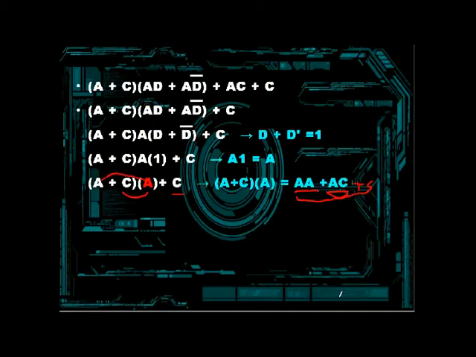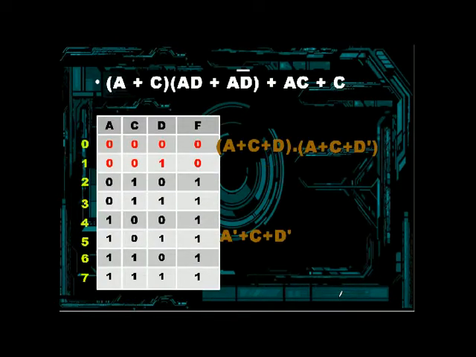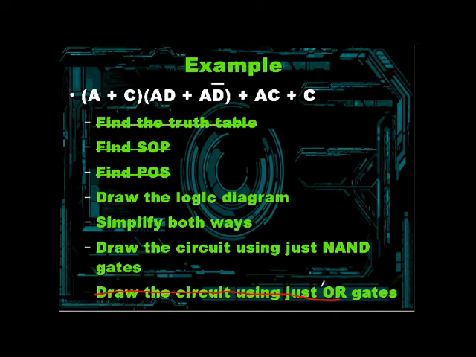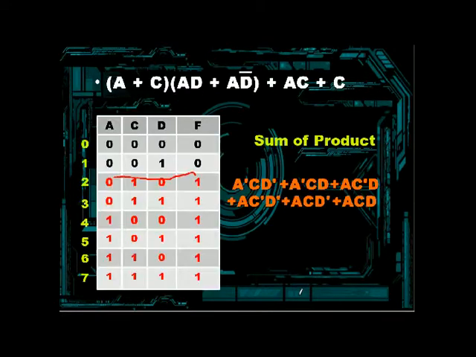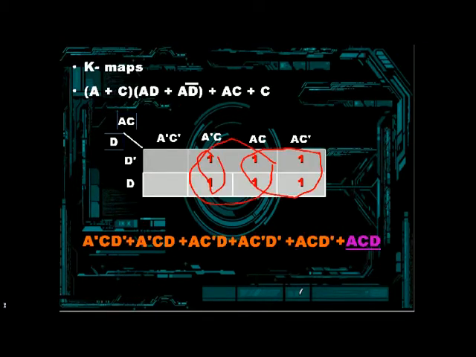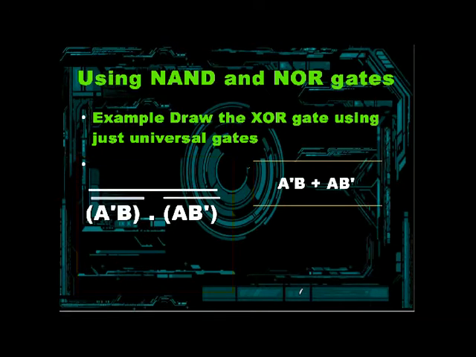How would you draw it in NOR gates? NOR or OR gates? Sorry, it should be NOR gates. It's already NOR gates, so how would I draw it in NOR gates? I'll take the products of sum for them. Here I took the sum of products. I'll take the products of sum, which is what? Different than the sum of products.